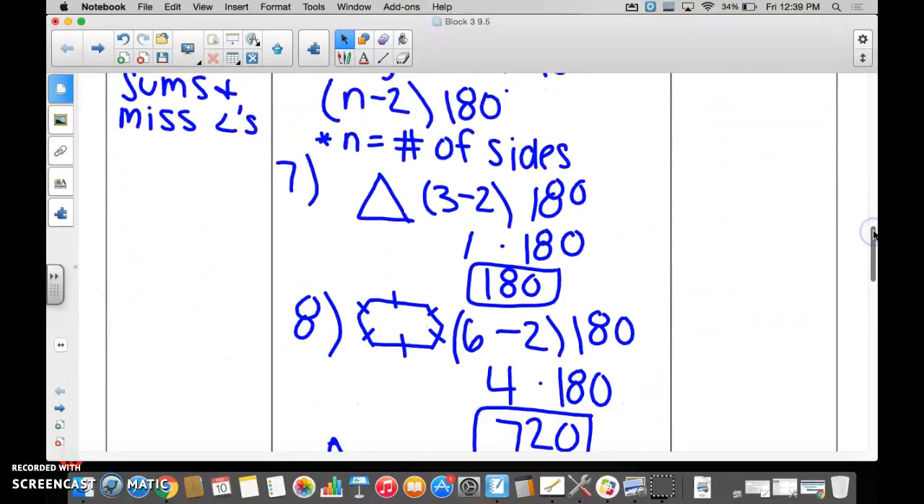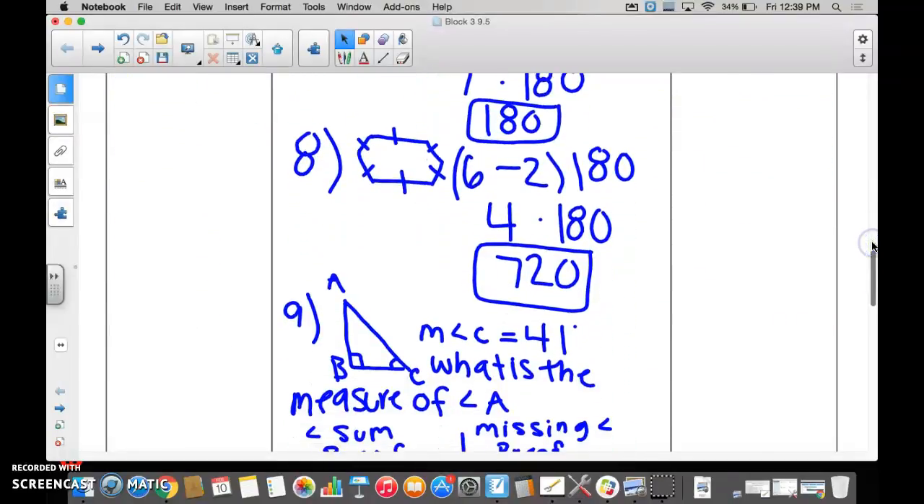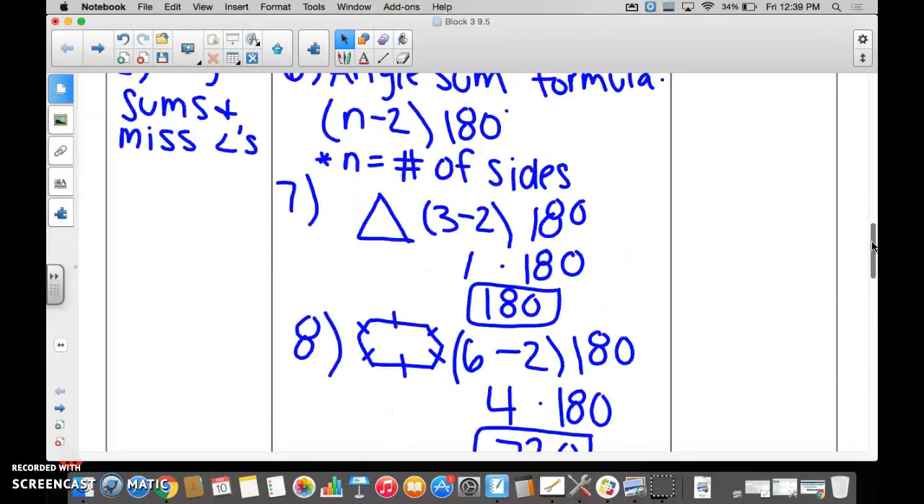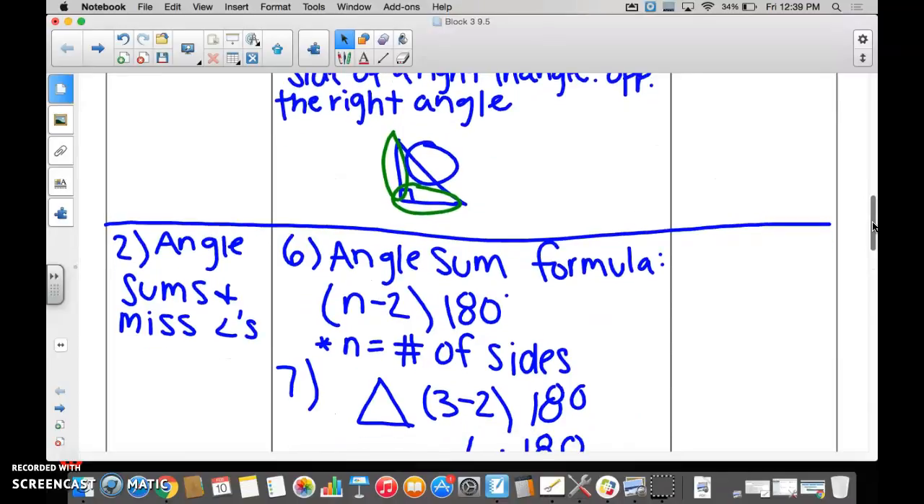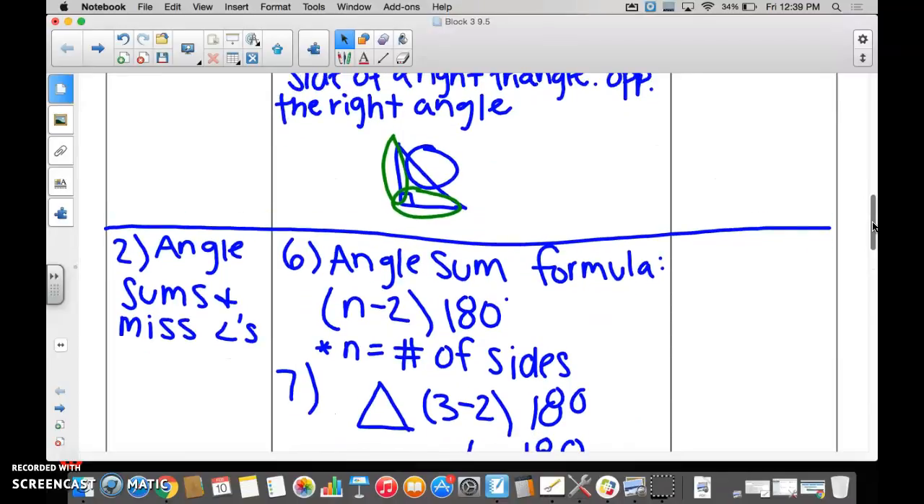All right, so your angle sum formula. This is important, because it's going to be on your MCAs, and it's going to come back again. So you have to remember that n minus 2 times 180. And what does n stand for? The number of sides. Yes, n stands for your number of sides.